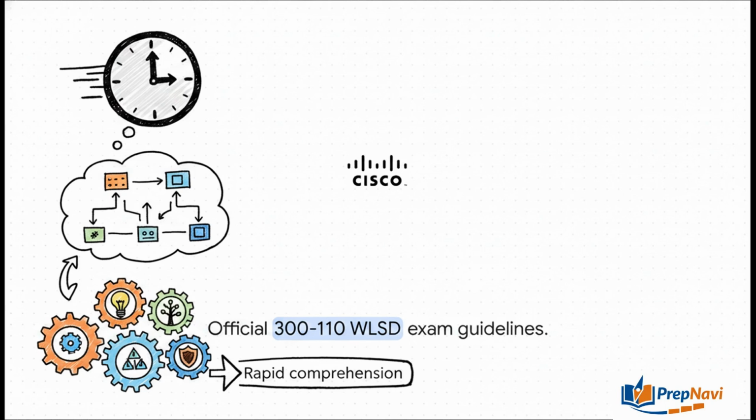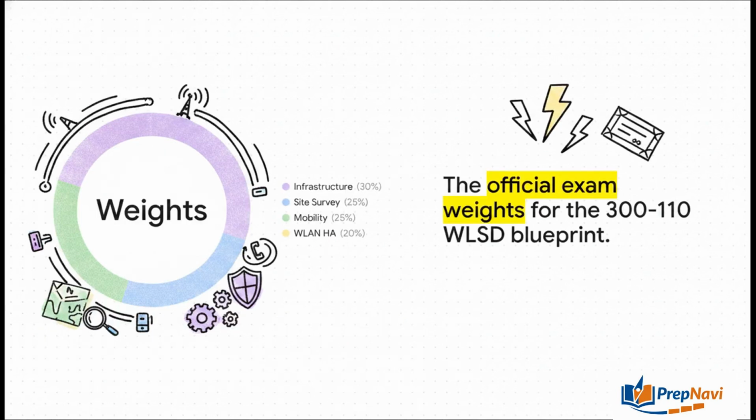You need to be able to look at a scenario and instantly know exactly which design principle applies. Check out the official exam weights. Notice that wired and wireless infrastructure is the largest chunk at 30%. But look at the rest of it. Site survey and mobility are tied at 25% each, with WLAN high availability holding a really solid 20%. The spread here is relatively even. You absolutely cannot afford to skip or skim a domain, because a weakness in high availability will sink your overall score just as fast as a gap in your site survey knowledge.